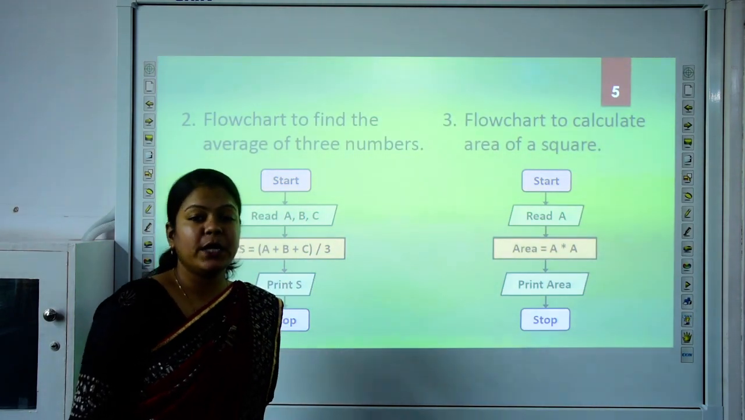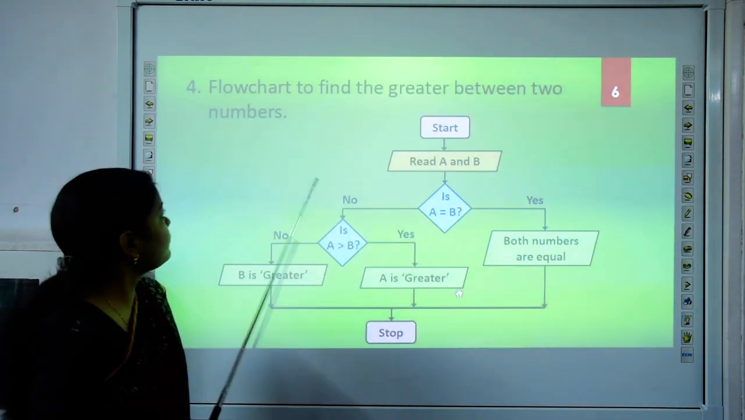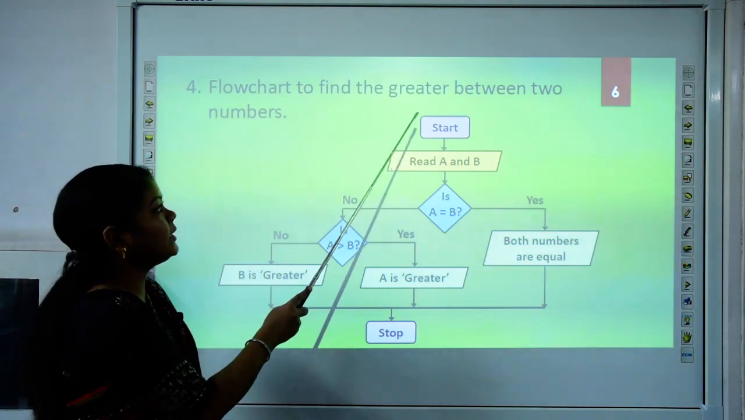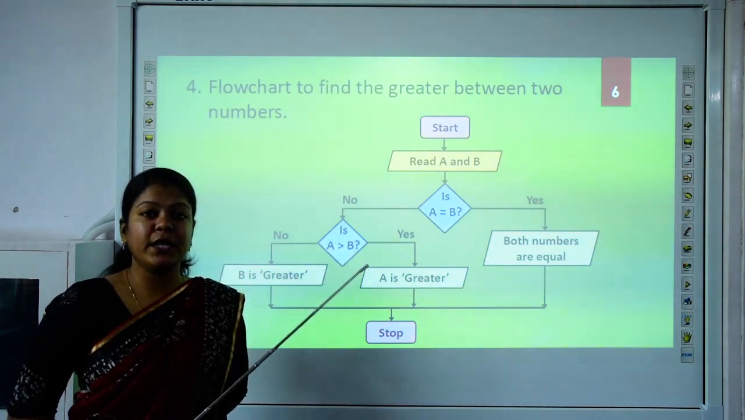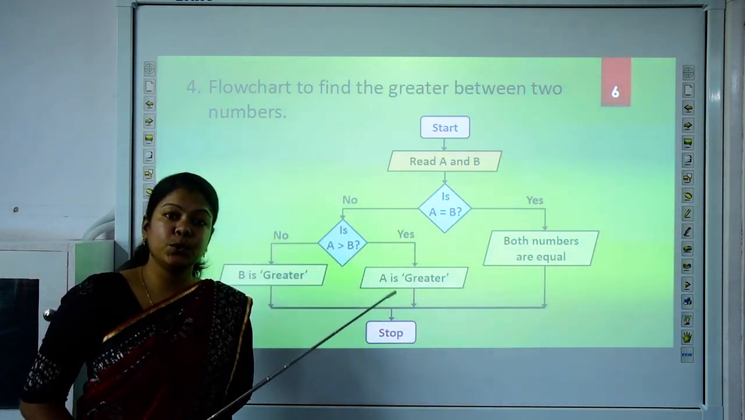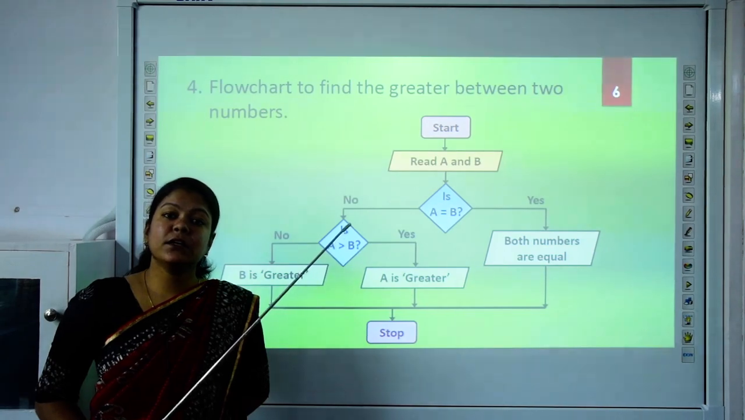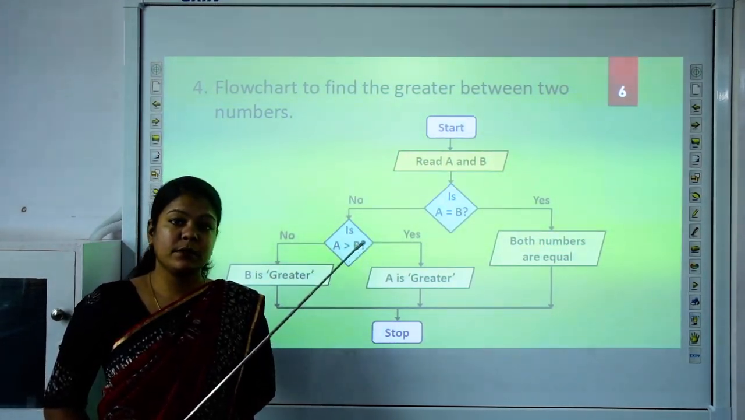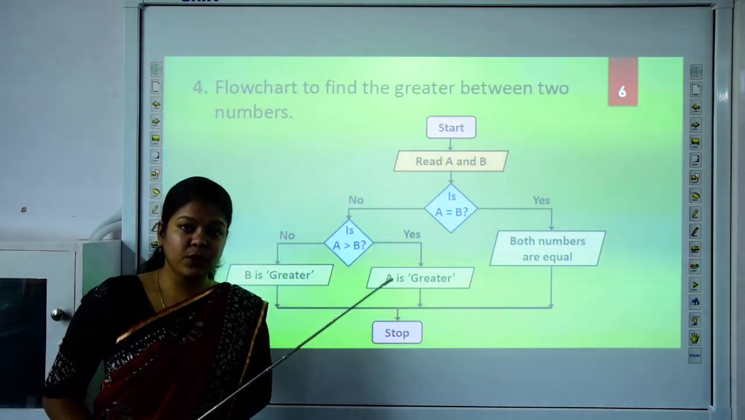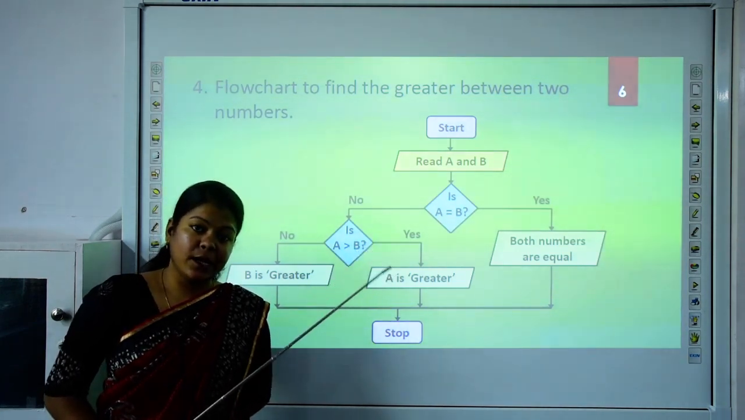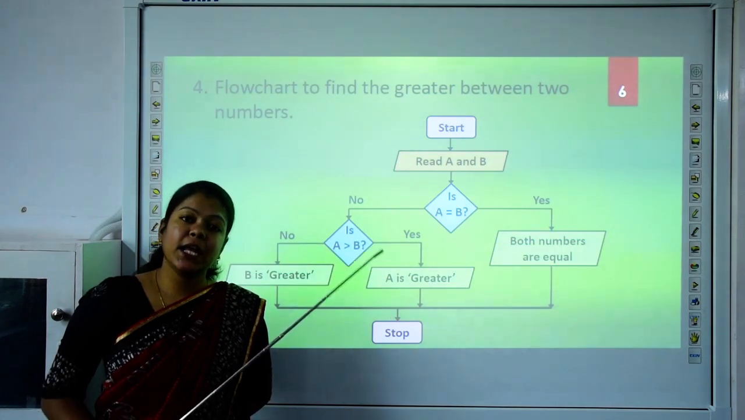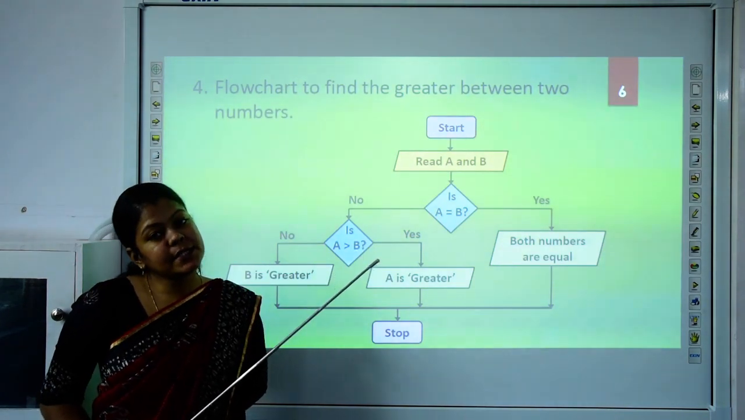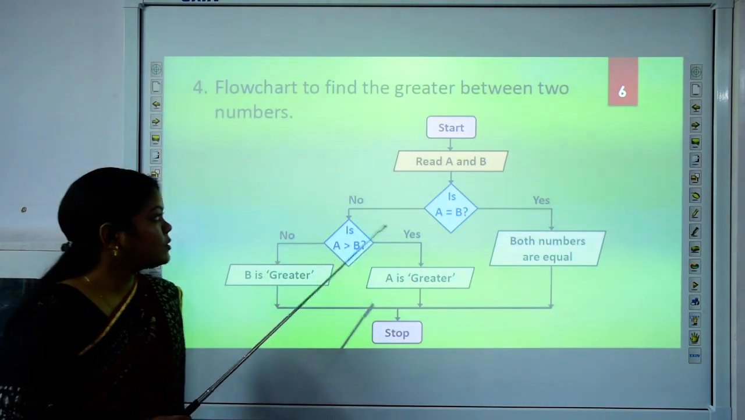Now, we will move to our next example, flowchart to find the greater between two numbers. Students, here we have to find the greater number between the two numbers. So, to find the greater number, we have three conditions, students. Maybe our input numbers are equal. If I have number A and number B, maybe both numbers are equal, or it may be possible that number A is greater than B or number B is greater than A. Okay. So, let us start.